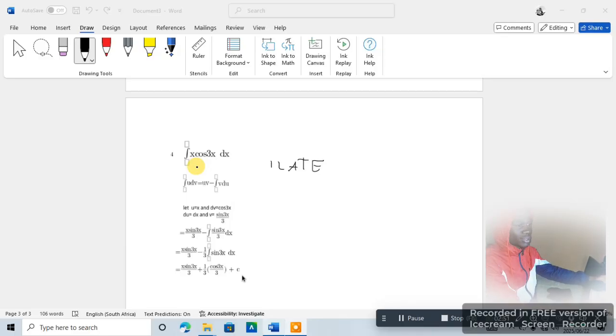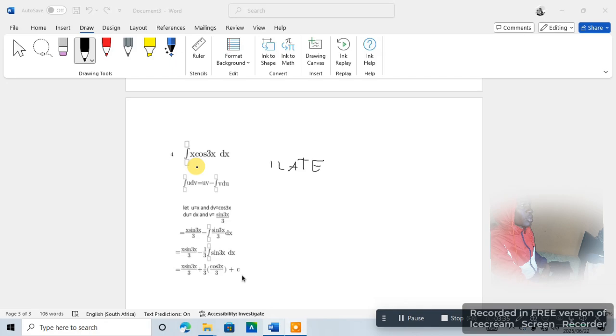Then logarithm function, we have ln x. Then algebraic function, in this example we have x to the power 1, which is an algebraic function. Then T stands for trigonometric function, and here we have a trigonometric function, which is cos 3x. And lastly is exponential function. Examples of exponential function are e to the power x, e to the power 2x, and so forth.